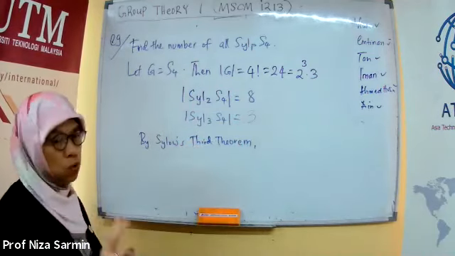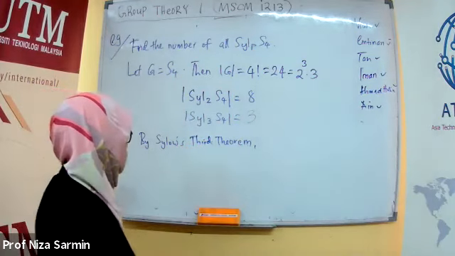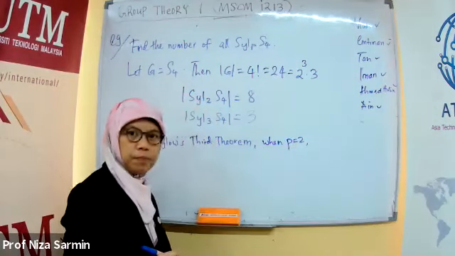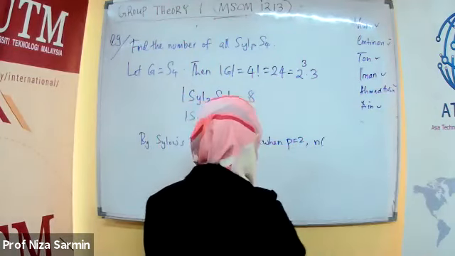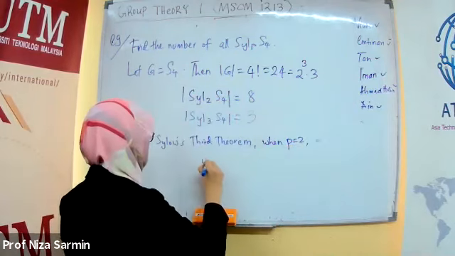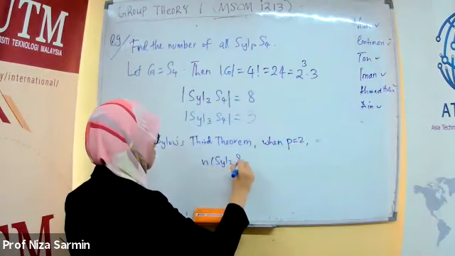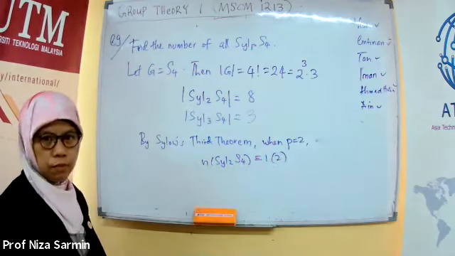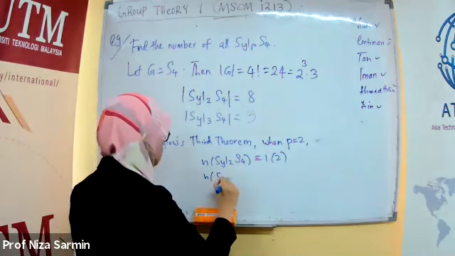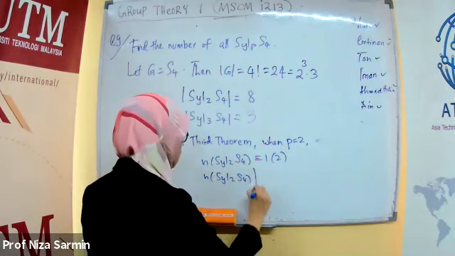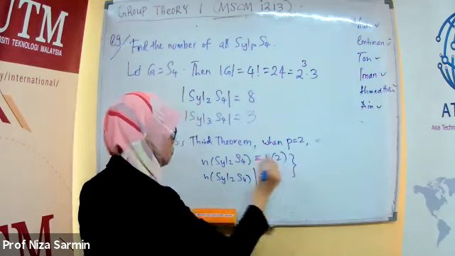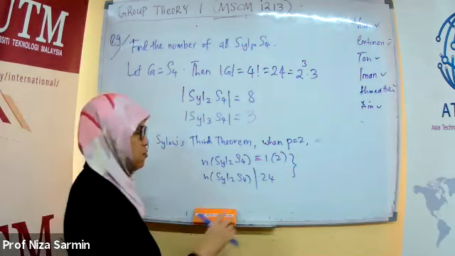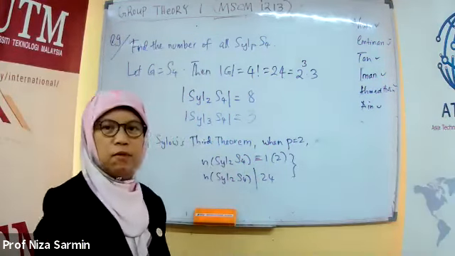Okay, so we have to do this twice. When p is 2, the number of Sylow 2-subgroups of S4 is 1 mod 2, and the number of Sylow 2-subgroups of S4 divides 24. Wally, can you give me factors of 24?